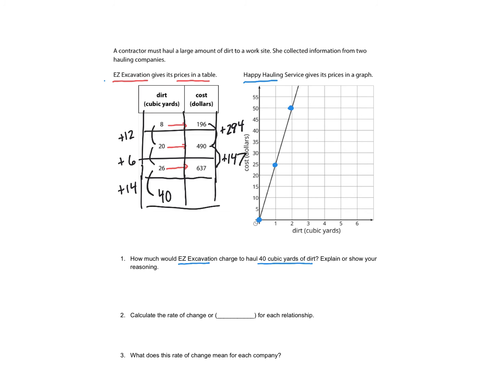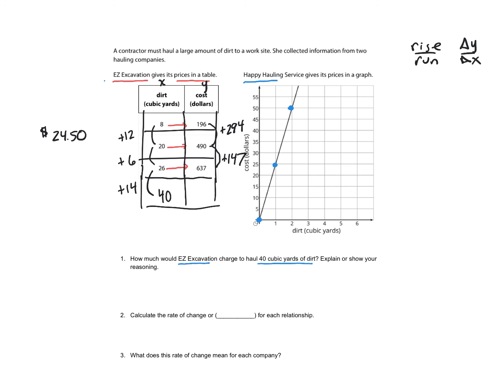So remember that this is our X and this is our Y. And remember that slope is rise over run, which is also the change in Y over the change in X. So if I do 294, my change in Y, divided by my change in X, which is 12, I would do 294 divided by 12, and I would end up with 24.5. So 24.50 is my slope. That would mean my cost per 1 cubic yard of dirt.